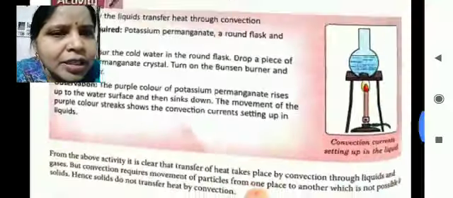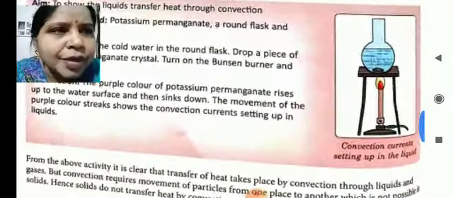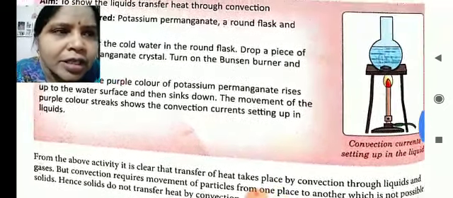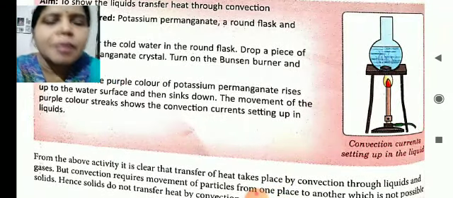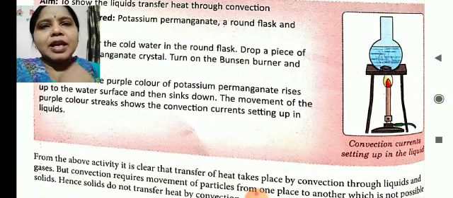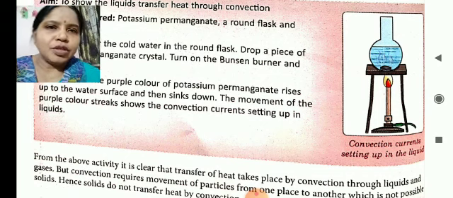And this is the basic difference between conduction and convection. In conduction there is no movement of molecules, but in convection there is actual movement of molecules.